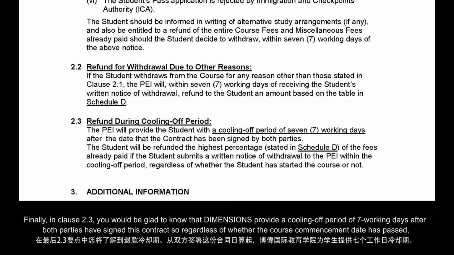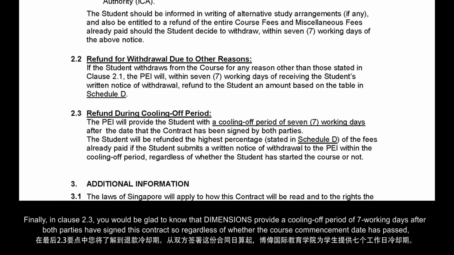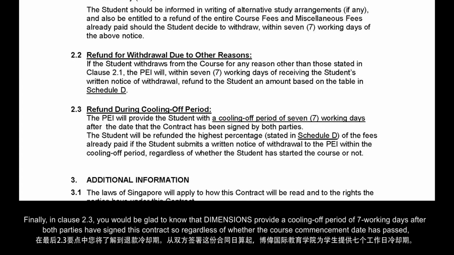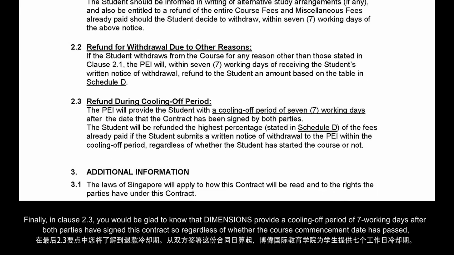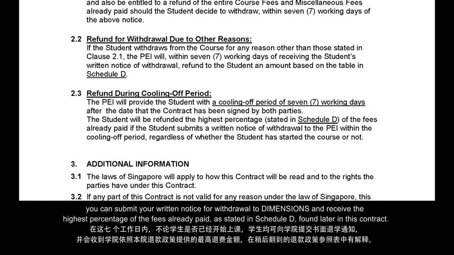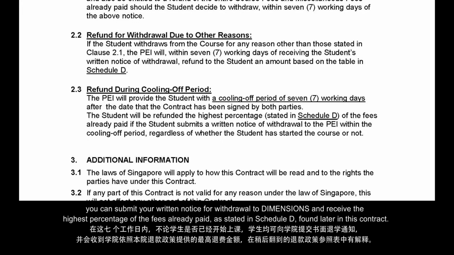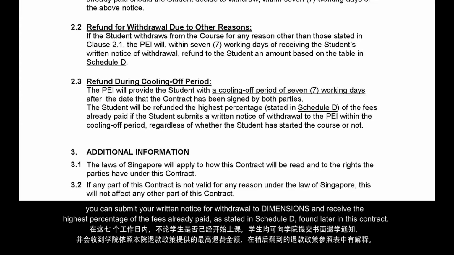Finally, in Clause 2.3, you would be glad to know that Dimensions provide a cooling off period of 7 working days after both parties have signed this contract. So regardless of whether the course commencement date has passed, you can submit your written notice for withdrawal to Dimensions and receive the highest percentage of the fees already paid as stated in Schedule D, found later in the contract.